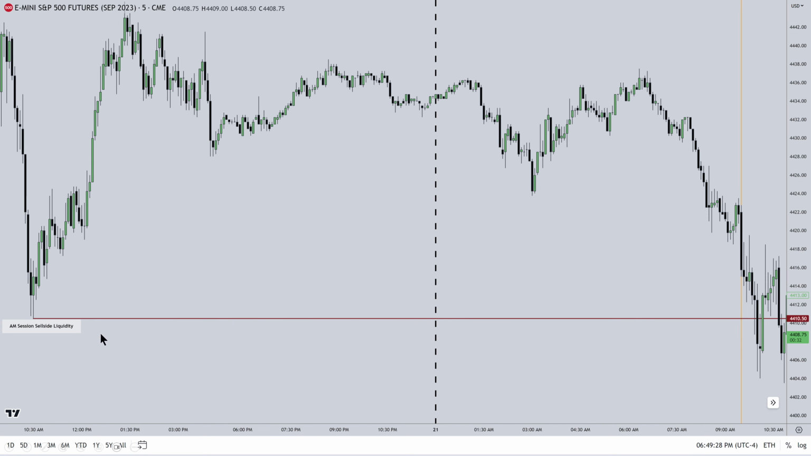So you can see the previous AM session low over here, sell side liquidity. This dotted line here denotes we're looking at the 20th of June, 2023. So I can't use the afternoon session high and low because we've already, starting at 9:30, we're already below that. So what am I looking for, ICT? What am I supposed to be looking for?